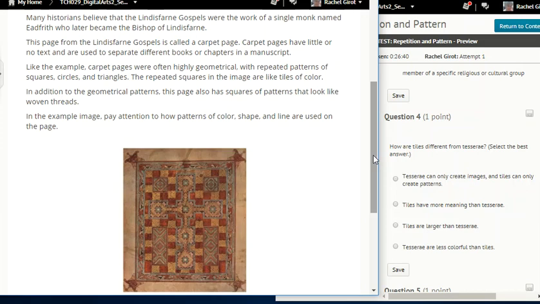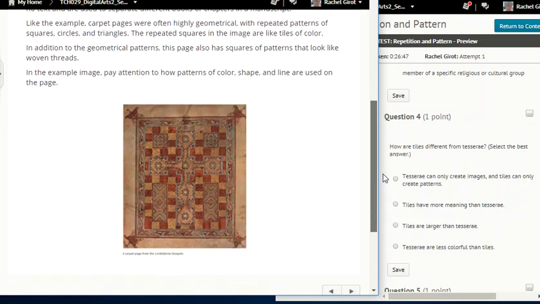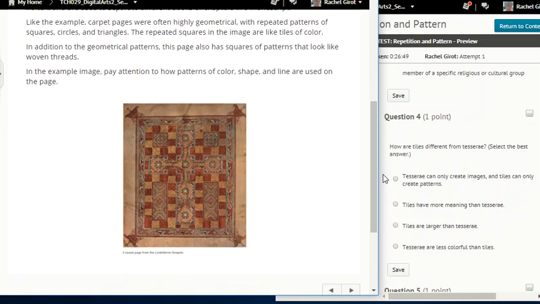Carpet pages have little or no text and are used to separate different books or chapters in a manuscript. Like the example, carpet pages were often highly geometric with repeated patterns of squares, circles, and triangles. The repeated squares in the image are like tiles of color. In addition to the geometrical patterns, this page also has squares of patterns that look like woven threads. In the example image, pay attention to how patterns of color, shape, and line are used on this page.